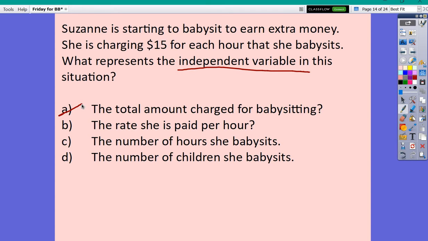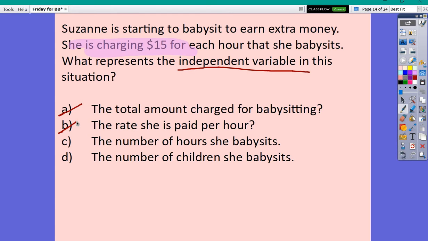B says the rate she's paid per hour. And it would be great to say that she gets to set her own rate, but we've already been given that information. She is going to charge $15 no matter what. So she is not changing that. That is, in science, we would call that like a constant. It doesn't change.